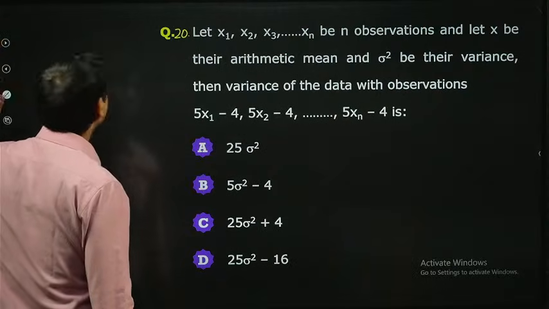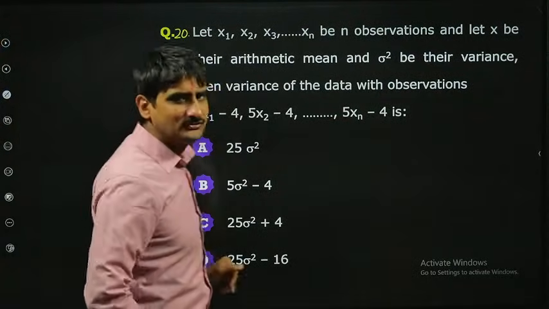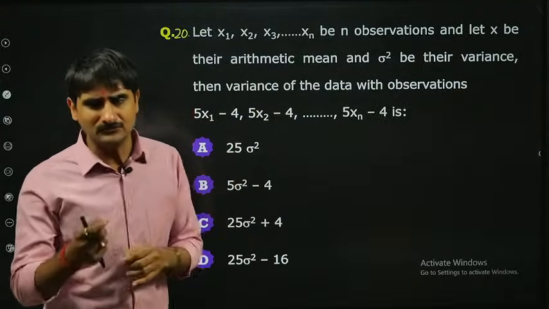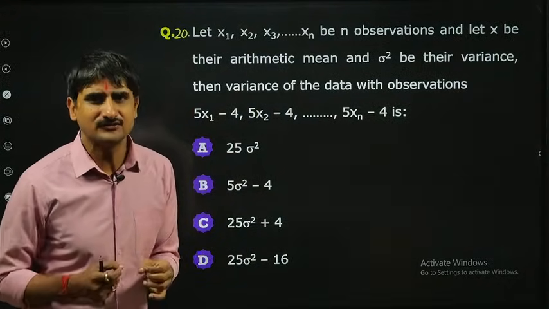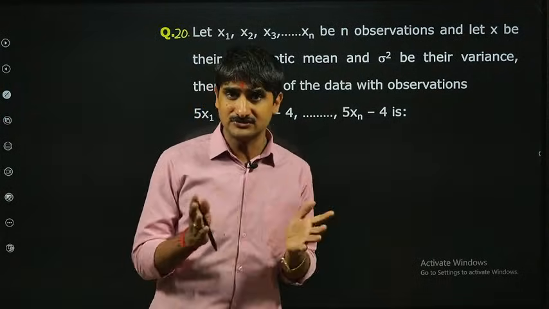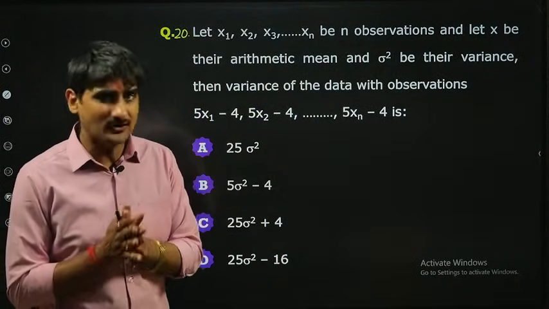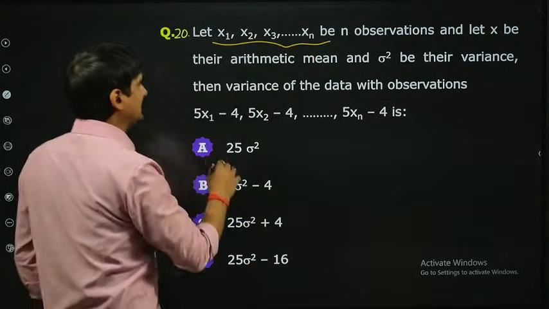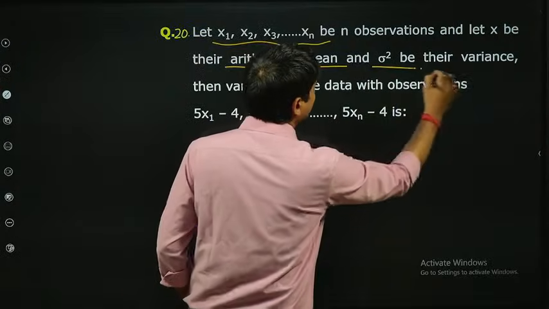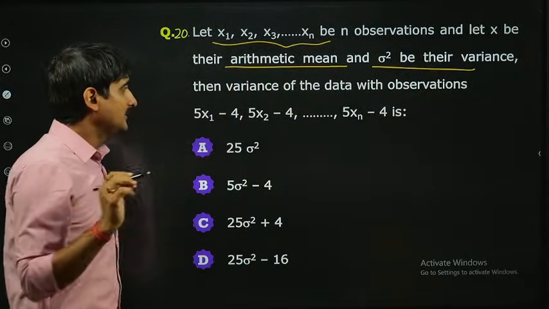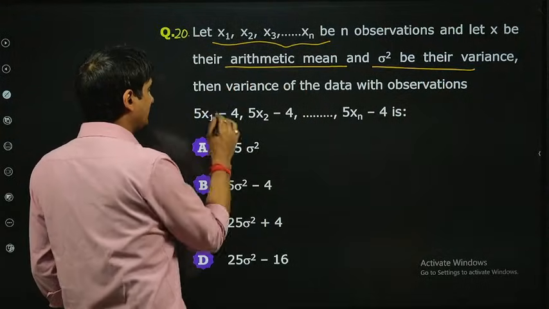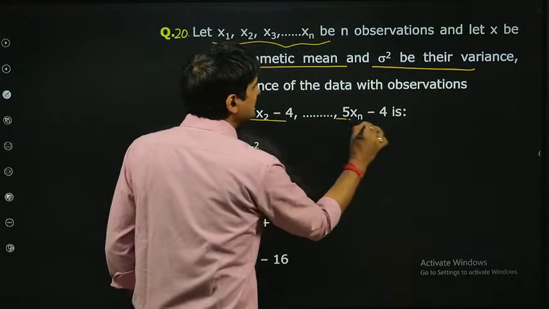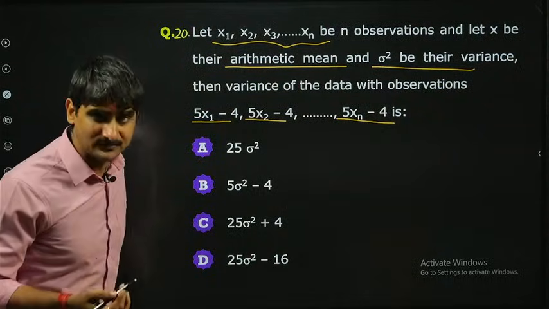Chaliye, we'll move ahead. Okay, now see, the purpose of this question was just to share with you the few things, the few results, few observations related to the questions on the variance and mean from statistics. So these are n observations, and let x be their arithmetic mean and sigma square be their variance. Okay, with observations like then the variance of the data with observation like this.